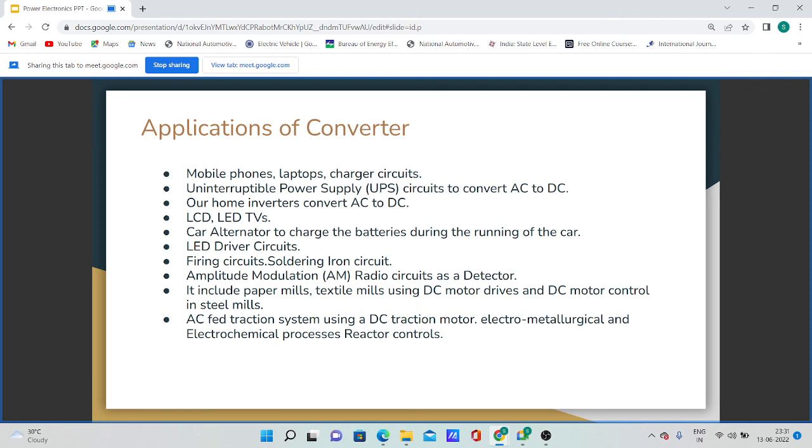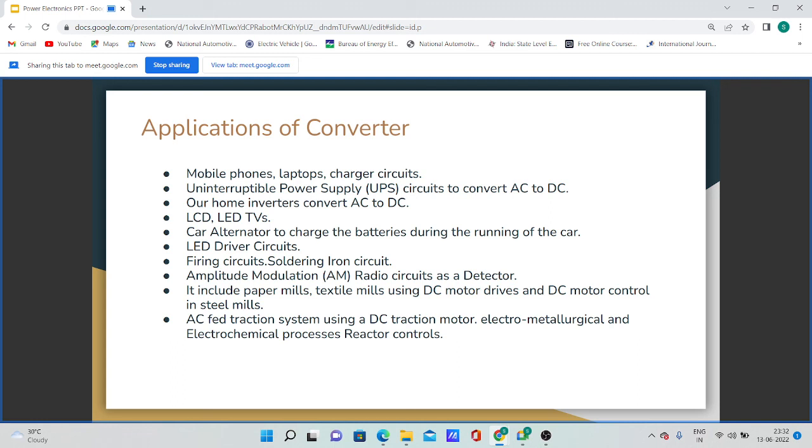Applications of converters. All of you know most of the applications. Let's see the first application: half wave and full wave converters are used in mobile phones, laptops, and charger circuits. Then again it is used in UPS to convert AC to DC. Our home inverters are also a good example of this converter, converting AC to DC. LCD and LED TVs. Again, car alternators use it to charge the battery while the car is running.